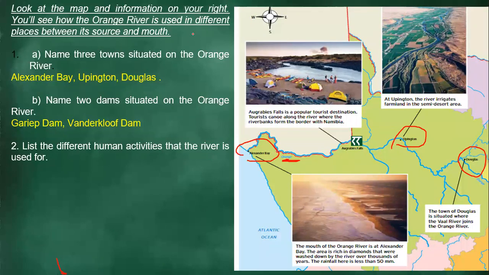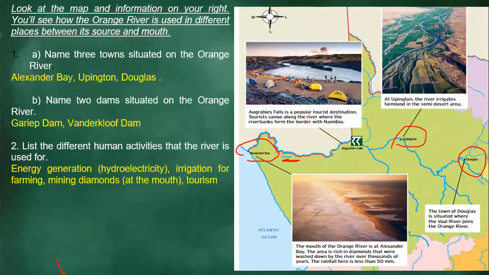Let me check on the group chat. Okay, Khoto says for water, farming, and tourist. Nice. Thank you very much. Okay, list the different human activities that the river is used for. Number one, energy generation, hydroelectricity. Irrigation for farming, mining diamonds at the mouth, and then tourism as well. Okay, let's move to the last question.